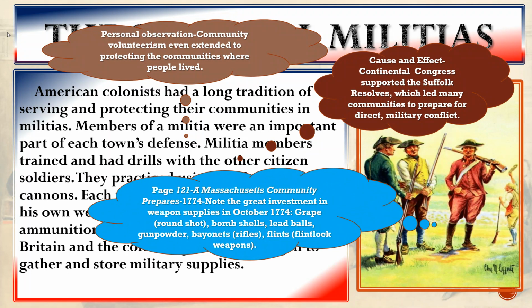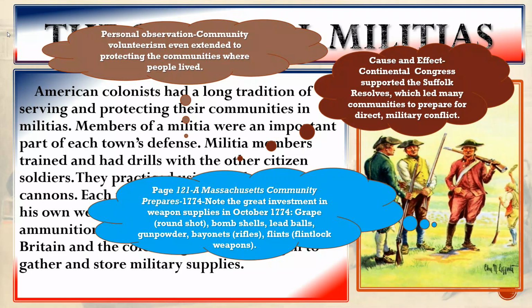Note the great investment in weapon supplies in October 1774. They were preparing. Grape is round shot. It's what they fired usually from cannons. Some also considered round shot what was fired from muskets. You had bombshells, lead balls, gunpowder that charges the weapon. Bayonets, those are the large blades on the rifles. The bayonet was the knife that you'd have at the end of the rifle that you would use as a last resort when you ran out of ammunition. Flint or flintlock weapons, all these things were being stockpiled.